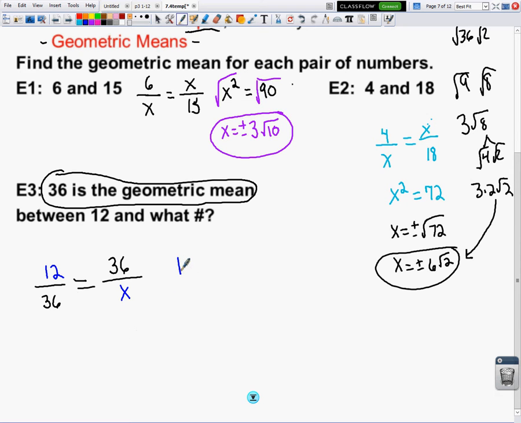I cross multiply. 12x equals 36 squared. And I'm going to divide both sides by 12. So I get 108. Everybody good? Okay. That's kind of what a geometric mean looks like algebraically.